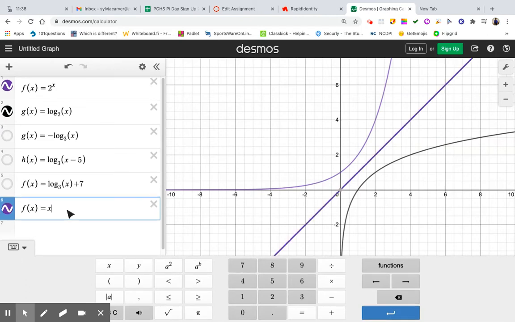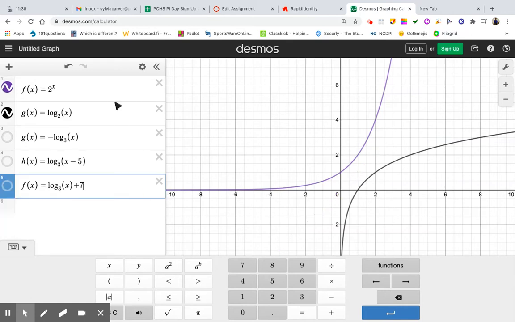So if I put in the line y equals x, that new purple line, the diagonal line, you're going to have to kind of imagine that this exponential growth function is flipped over the line to make the black function, because inverses reflect across this diagonal line here.